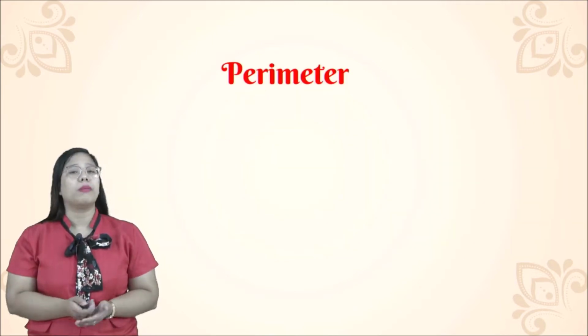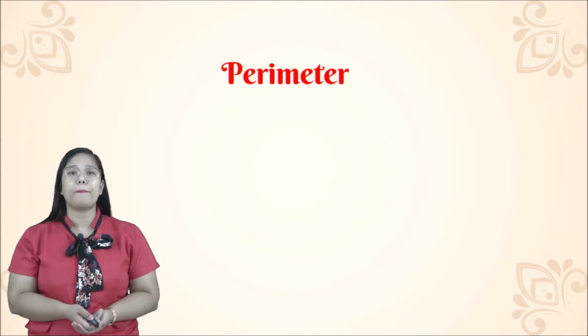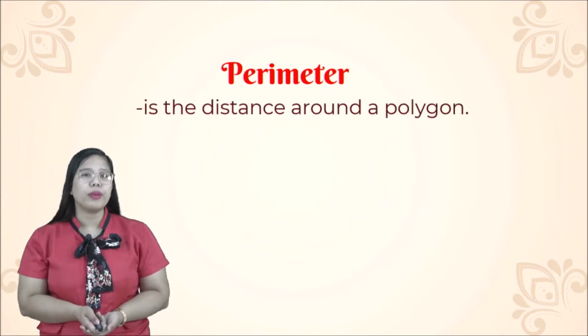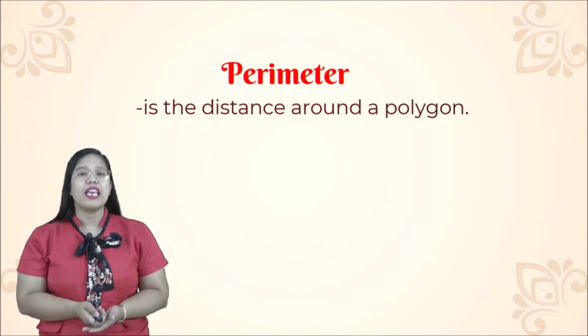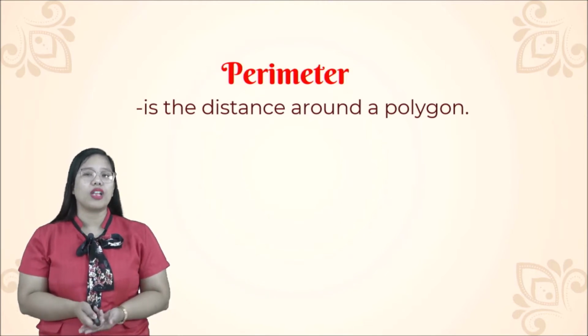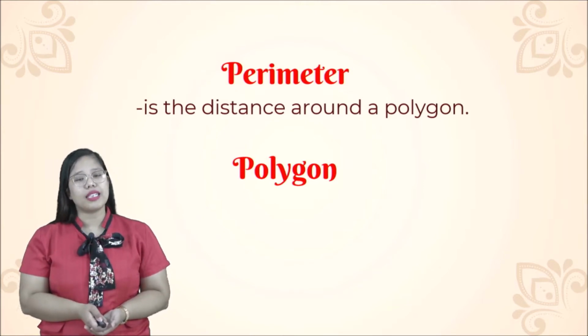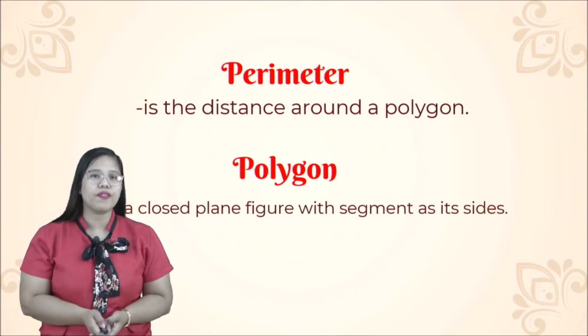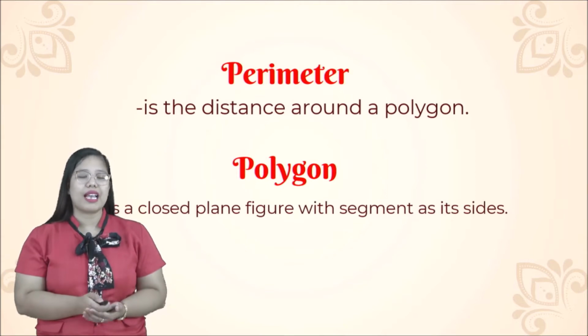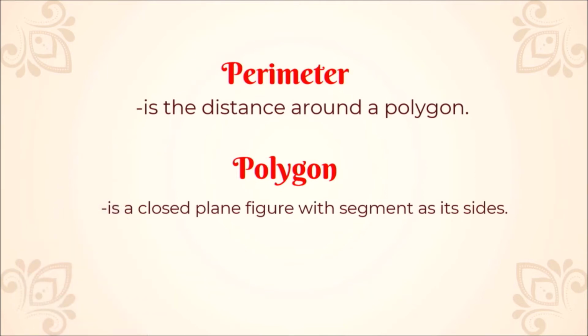First, we need to define what perimeter is. Perimeter is the distance around a polygon. Again, kids, it is the distance around a polygon. And a polygon is a closed figure with segments as its sides. Again, it is a closed plane figure with segments as its sides.